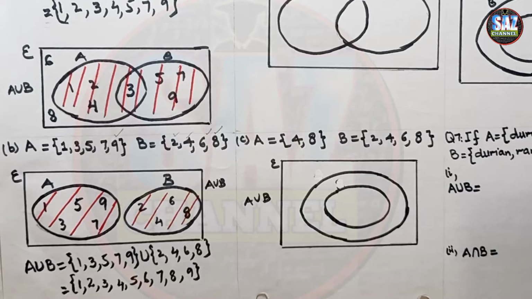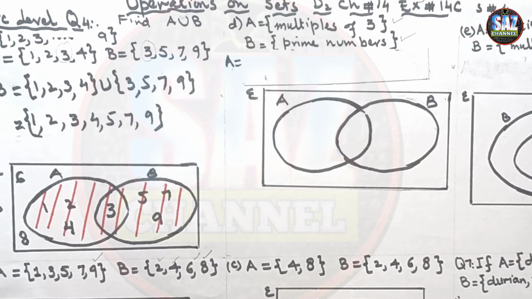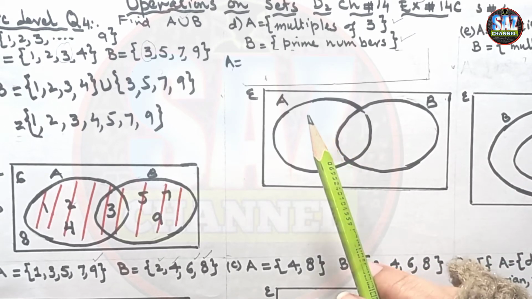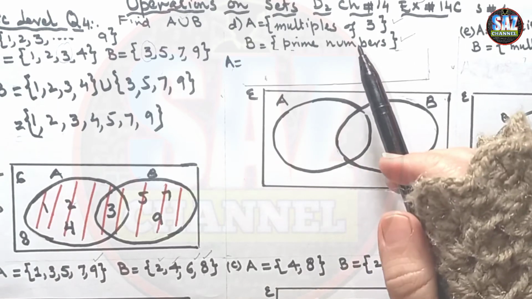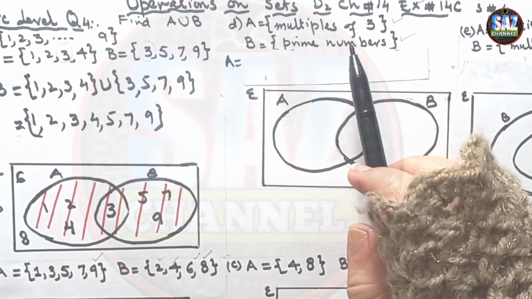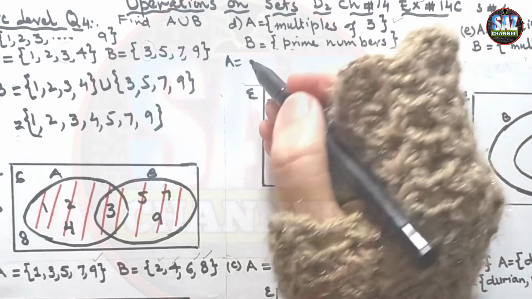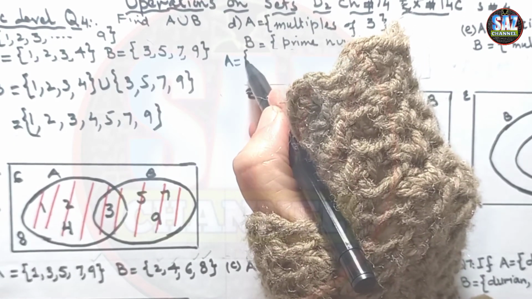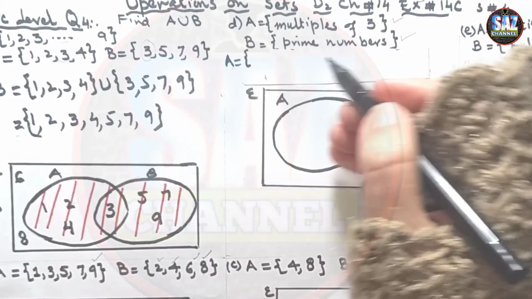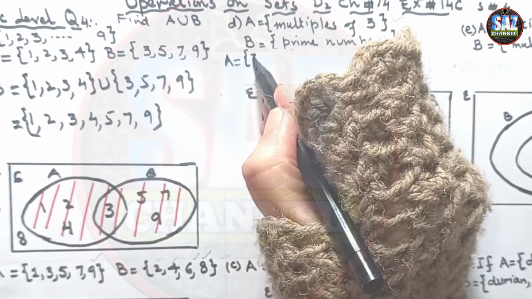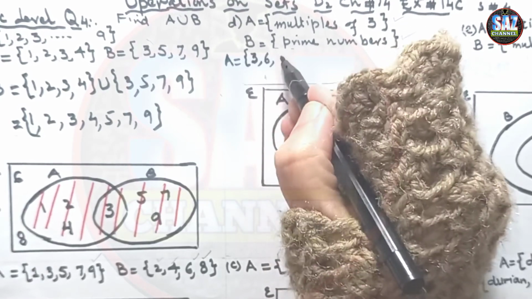Let's move to the next part of the question, and the next part of the question is: set A contains multiples of 3 and set B contains the prime numbers. So here it's important to understand that whatever the elements of the subsets are, we have to select the elements from the universal. So multiples of 3 I have to pick from the universal, which are the positive integers from 1 to 9. So the multiples of 3 from 1 to 9 are 3, 6 and 9.